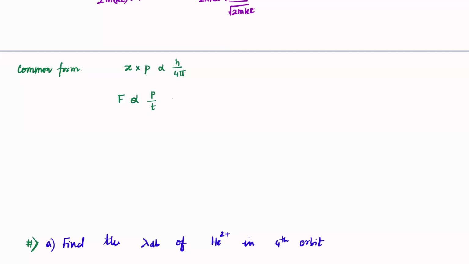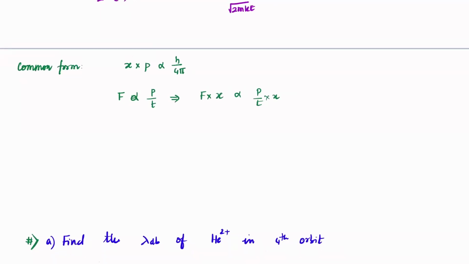And now, what if I multiply that with some factor like x? So this is like energy. That multiplied will be proportional to P by T into x. Now, if I take this force into distance, if you remember, force into distance is always work, and work is energy. So therefore, I can write this in terms of energy multiplied by time is proportional to linear momentum multiplied by x. And can you notice that linear momentum multiplied by x will be proportional to h by 4 pi. So that's the reason why we can write this formula as well.